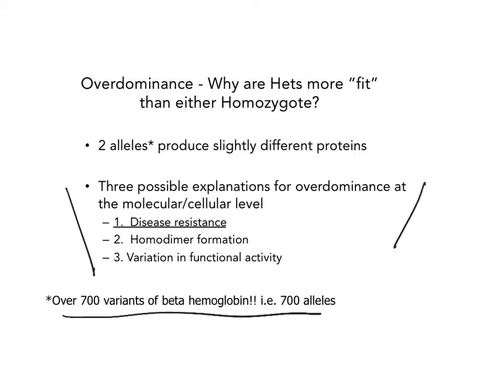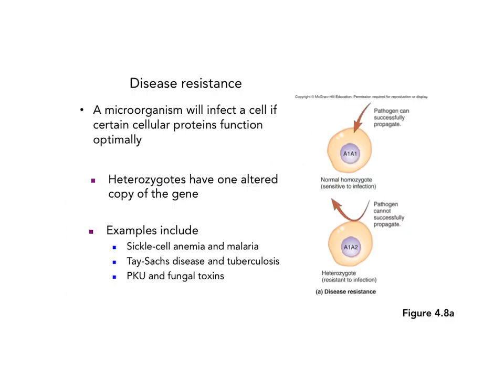Now, in terms of the explanation for overdominance, there are three general explanations for it. The one that we're going to focus on is disease resistance, because most of y'all have heard or talked about sickle cell anemia or sickle cell, and so you're familiar with that. So in terms of disease resistance, let's use the example of sickle cell anemia and malaria. Malaria, remember, is caused by Plasmodium, which is a type of protozoan, a parasitic protozoan.